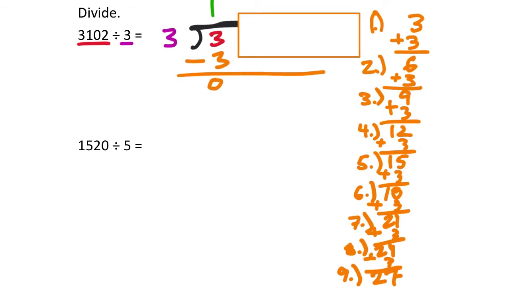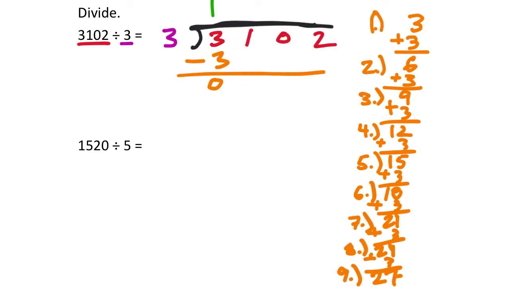Now I go to my next place value, which is the 1 in the hundreds place value. So 1 in the hundreds place value, you can check the chart over here that we just made. 1, 3, 6, 9, 12, 15, 18, 21, 24, 27. It's not in this chart, which means that a 3 just doesn't go into 1. So I put a 0 there.